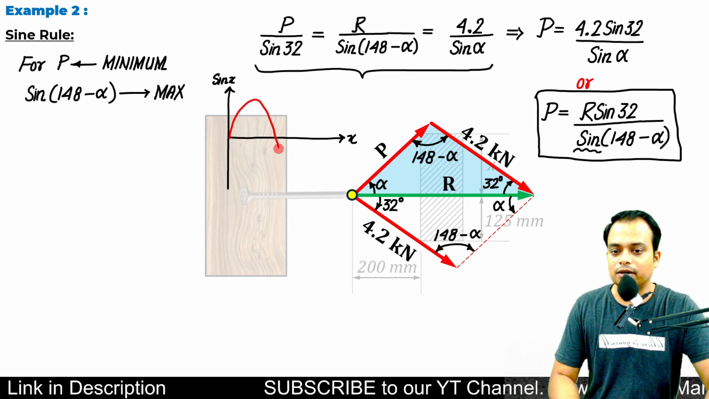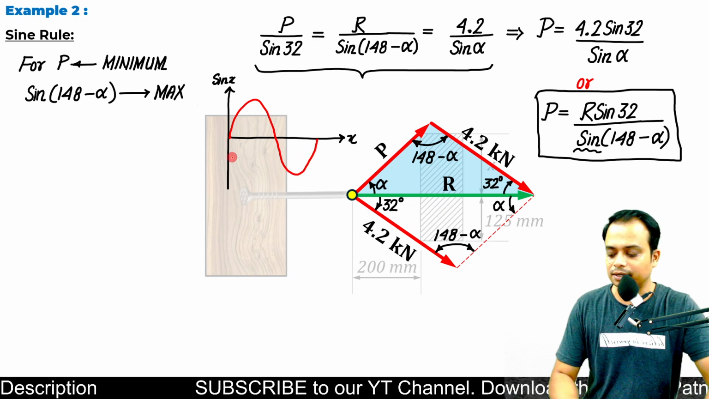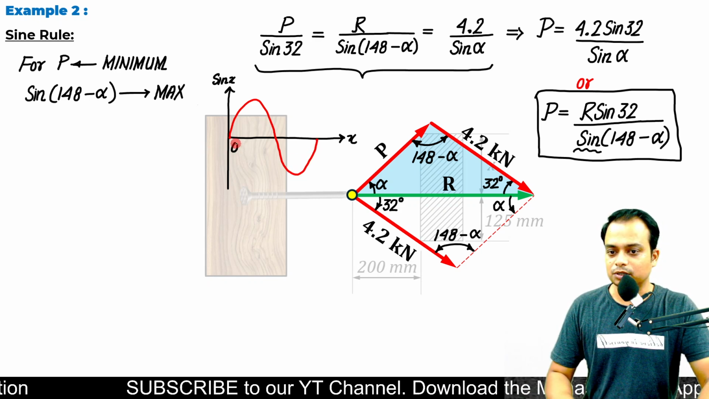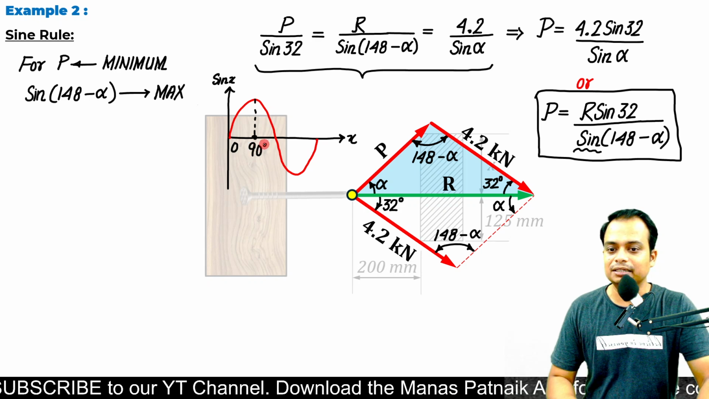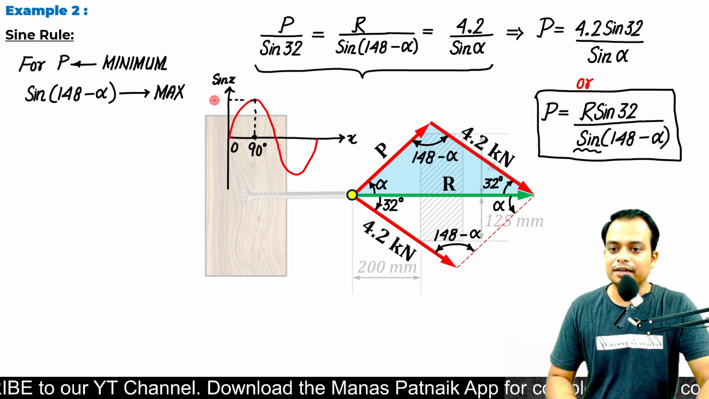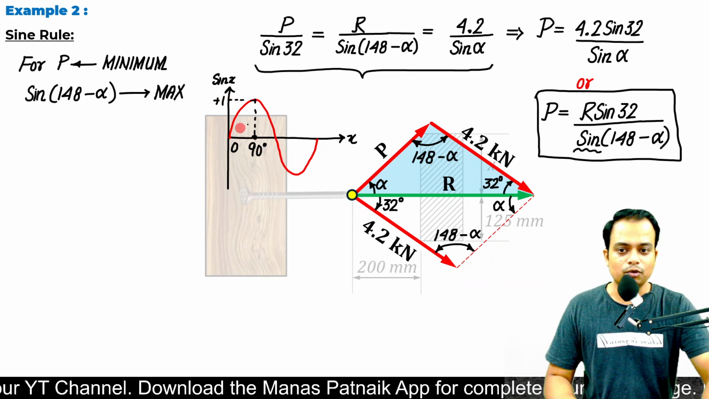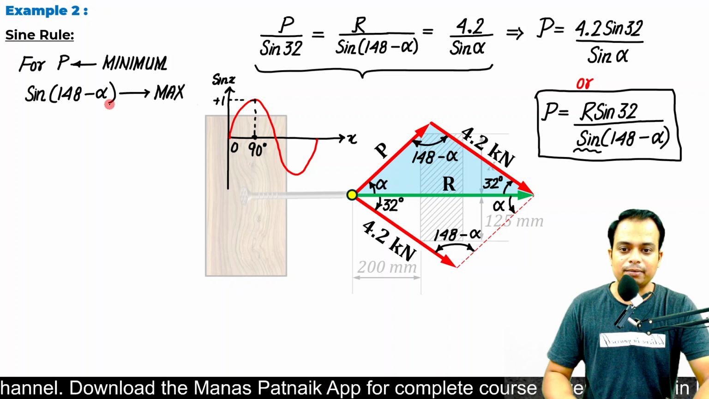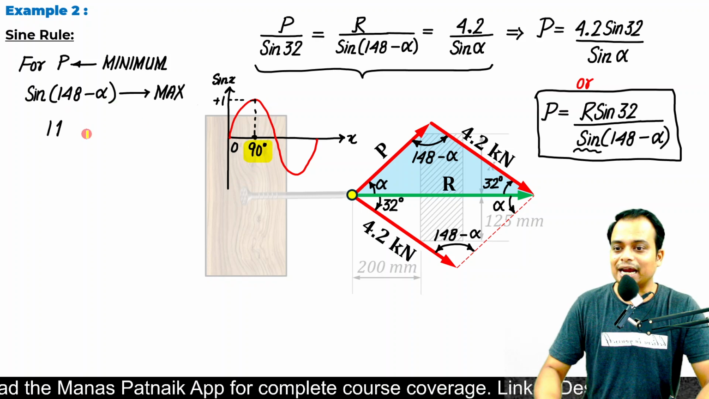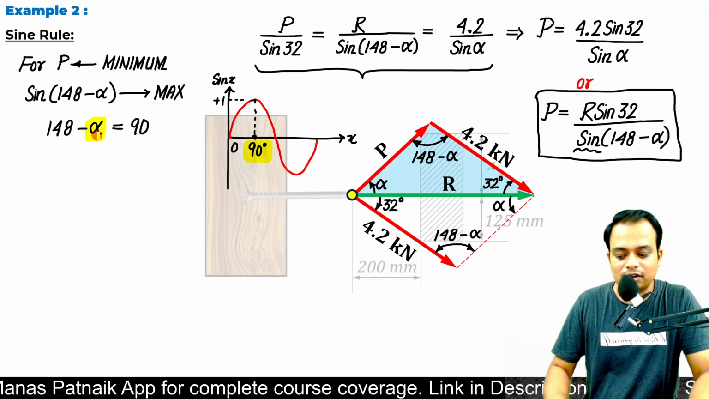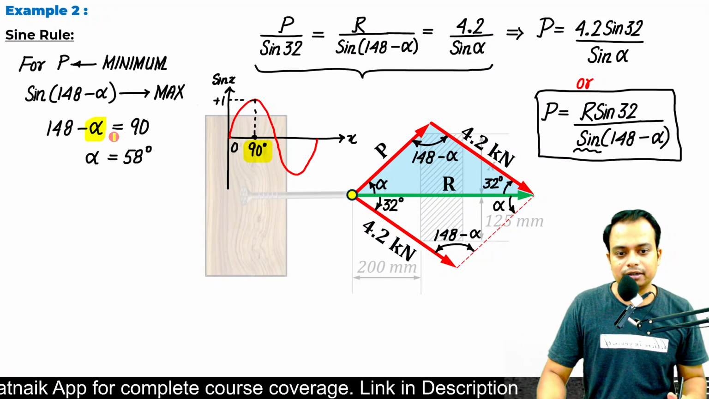If we make the plot, it is something like this for one cycle. This happens to be 0. This is where we get the maximum value, that is at 90 degrees. And here the value obtained is positive 1. Therefore, this value 148 minus alpha must be equal to 90 degrees. And from here you can calculate alpha, which is equal to 58 degrees.